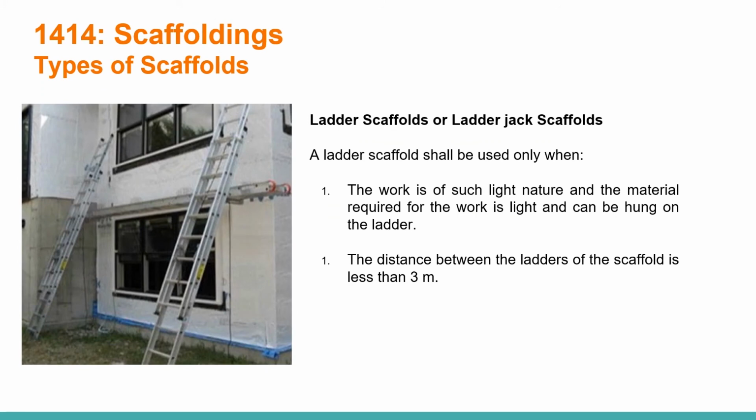The next type is the ladder scaffold, which, as you can see, makes use of ladders as scaffolding. It shall only be used when the work is of such light nature and the materials for the work are light and can be hung on the ladder. The distance between the ladders of the scaffold must be less than 3 meters.